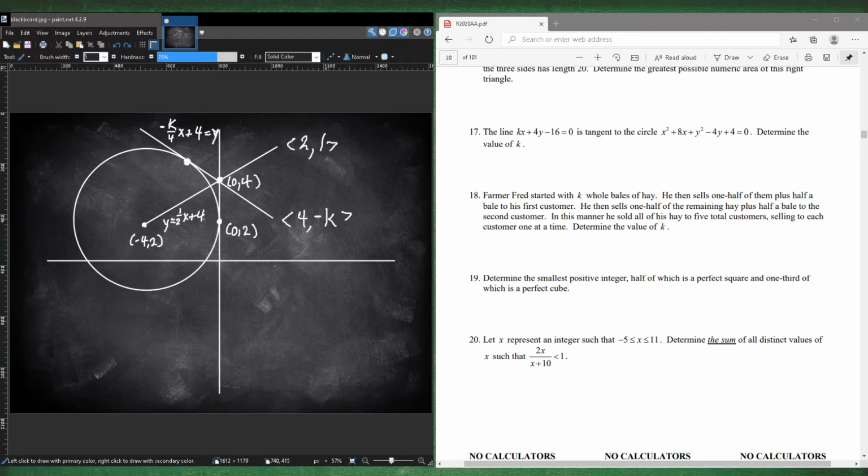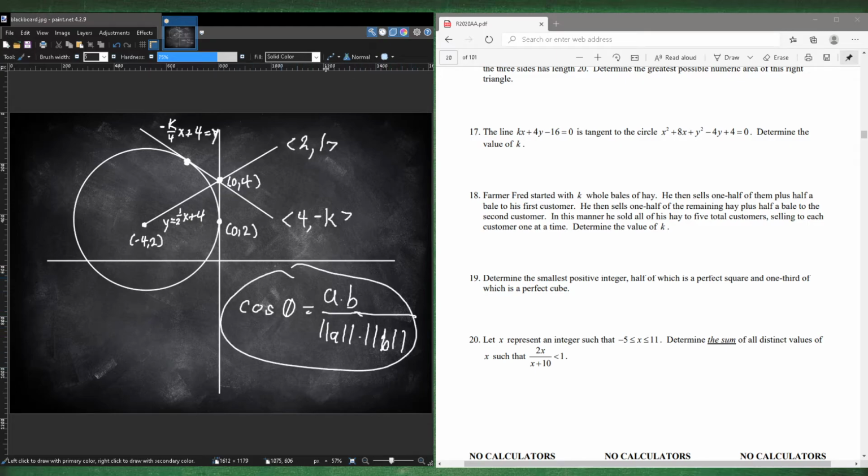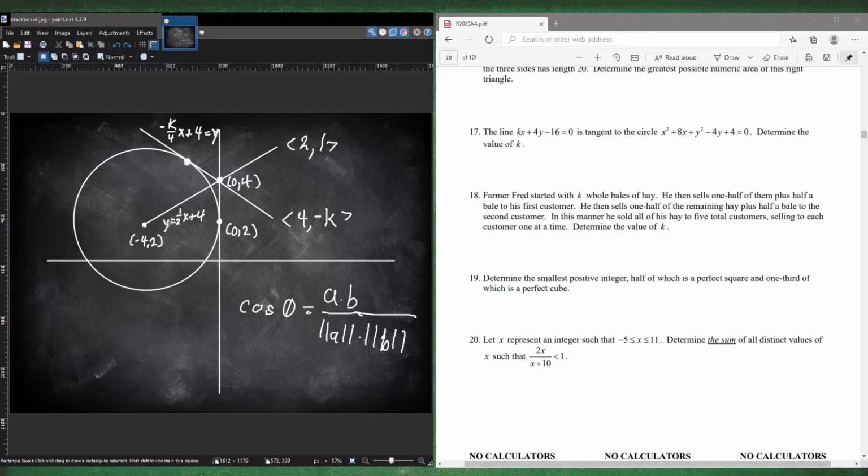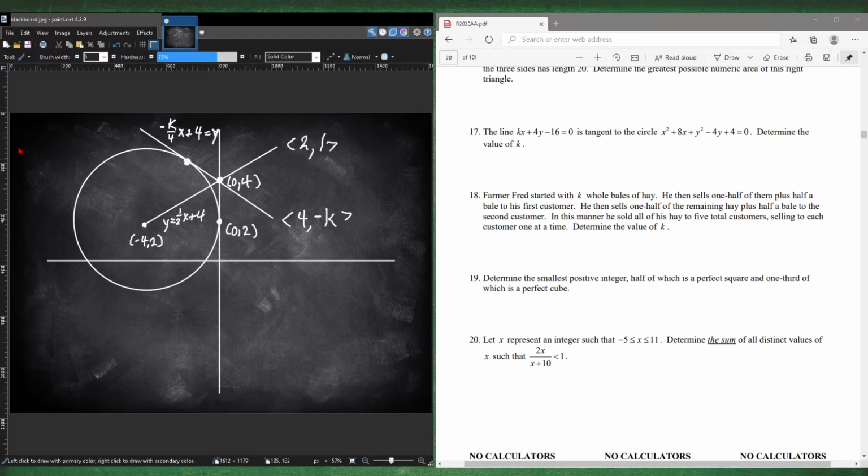So now what I'm going to use is cosine of theta is equal to the dot product of our two vectors, which we could call a and b, divided by the magnitude of a times the magnitude of b. And this is a really useful formula, which might not be taught in algebra or geometry because it's usually in pre-calculus or calculus, but it's a really cool formula. So we need to find the angle between our two vectors. So basically, it's pretty simple.